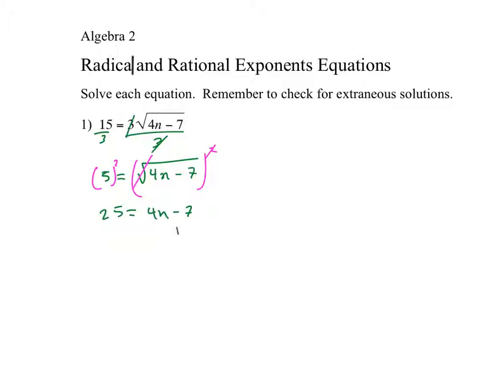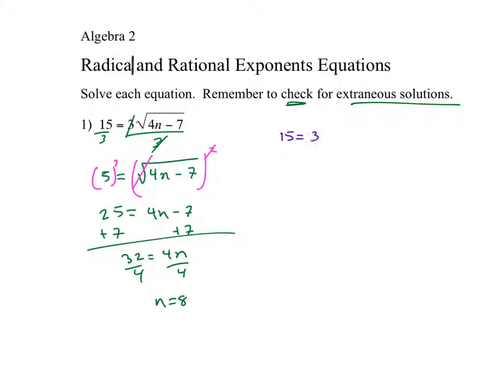And I'm just solving that equation right now. So plus 7 on both sides. So 32 equals 4n. Then I'm going to divide by 4. So that means that n is equal to 8. It's asking you to check for extraneous solutions. So let's check this. How are we going to check that? We're going to substitute that in the original equation.